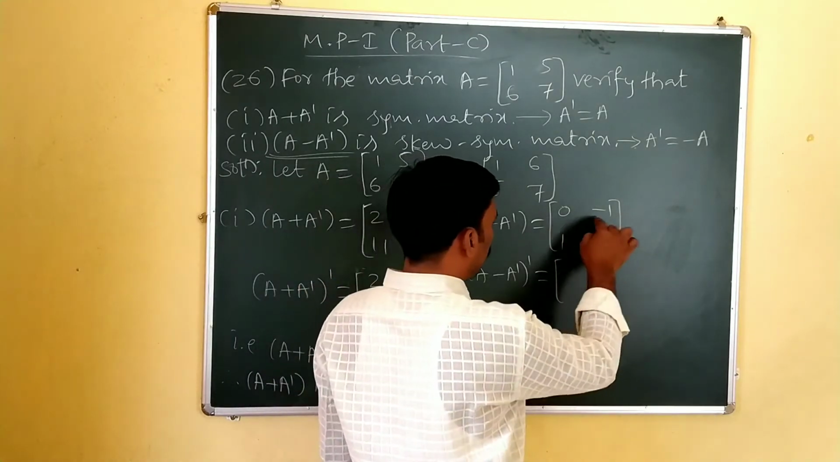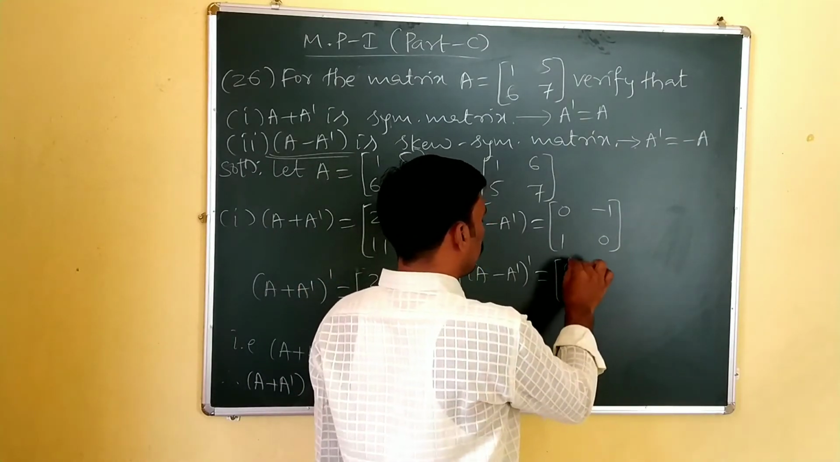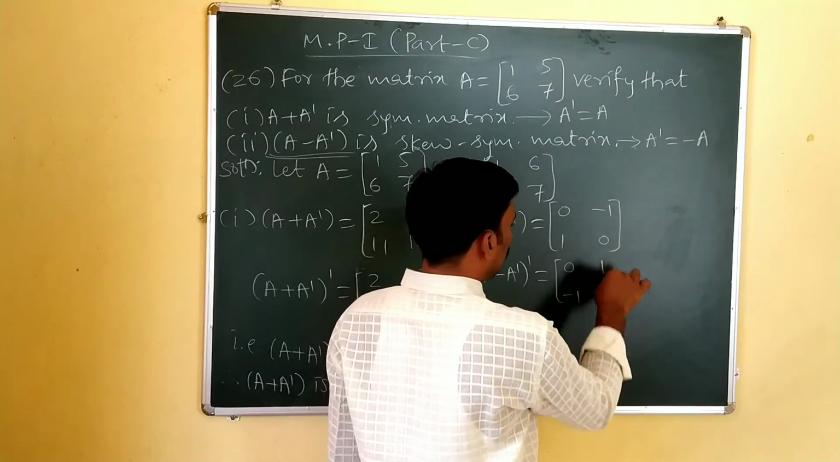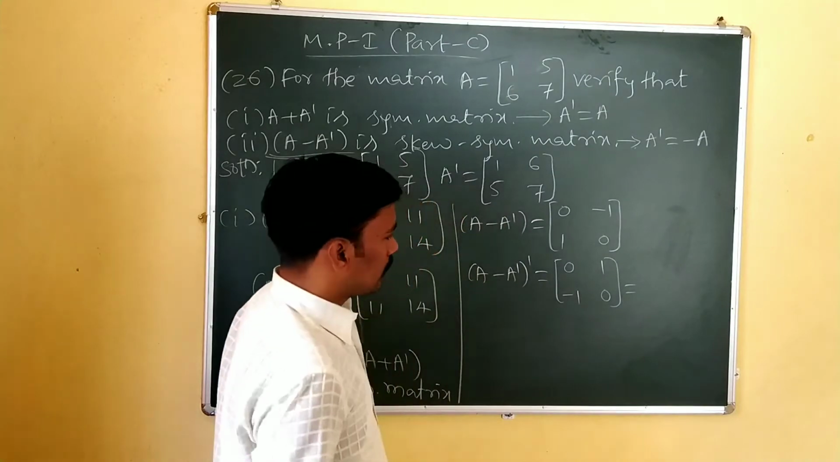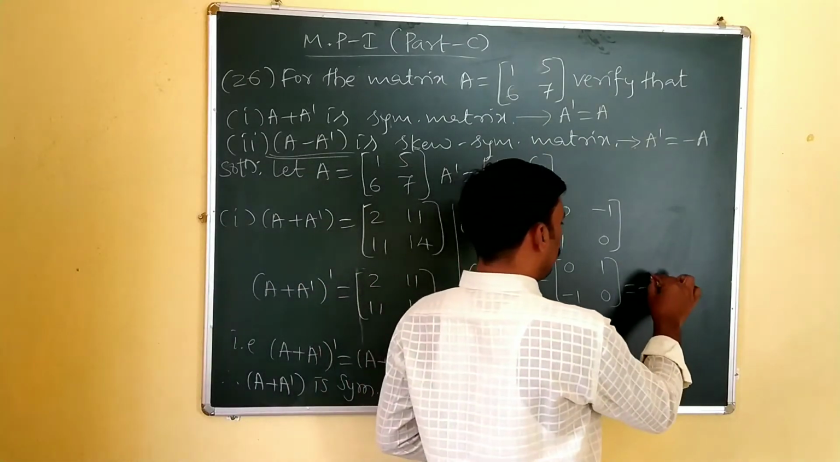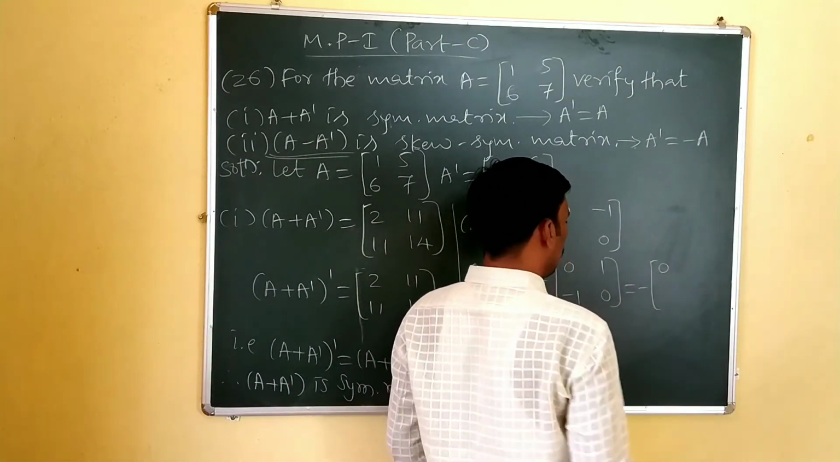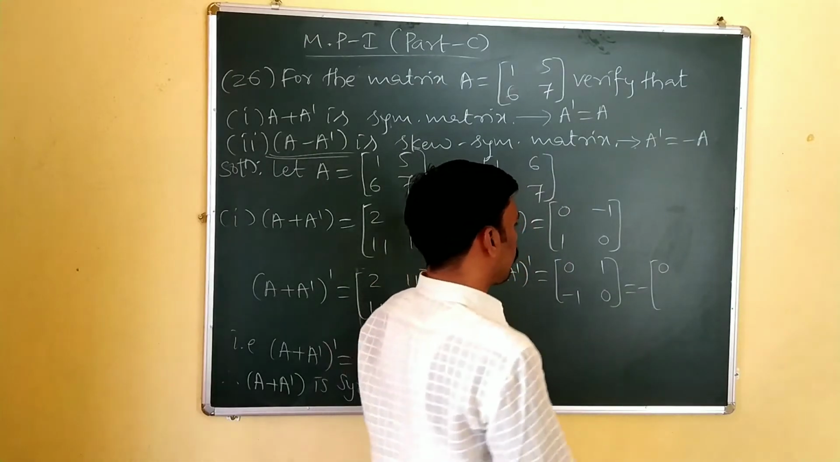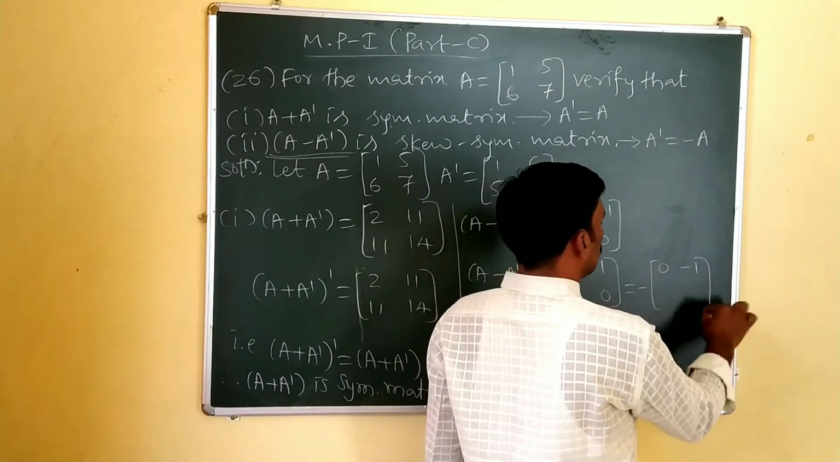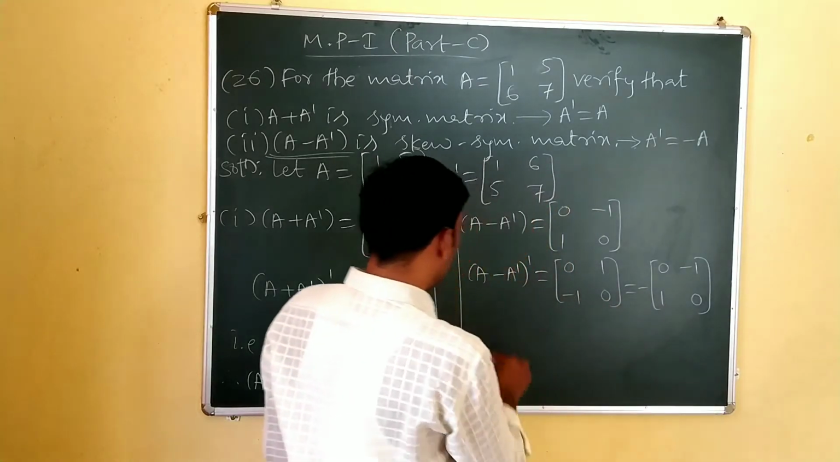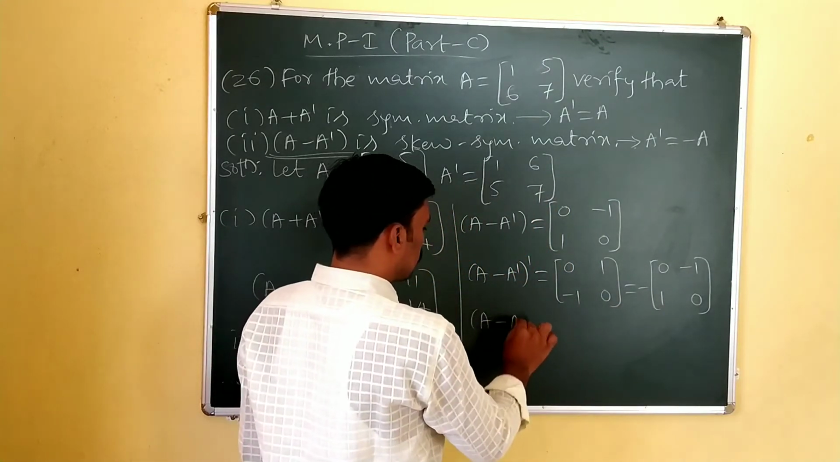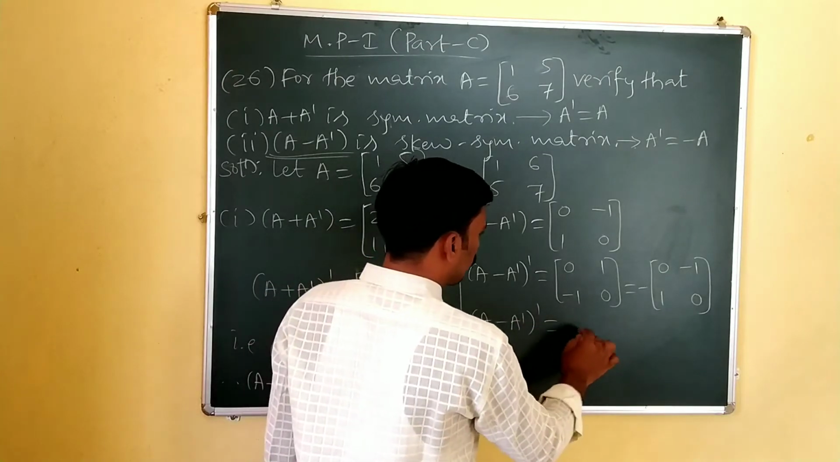0 minus 1. I will put first row in first column. 0 minus 1 and 1 0. So now in this matrix, take negative sign common. Okay. So it will be minus of. So anyway, you can write 0 as this. So plus 1 becomes minus 1 and minus 1 becomes plus 1 and this 0 as this. That is A minus A dash.